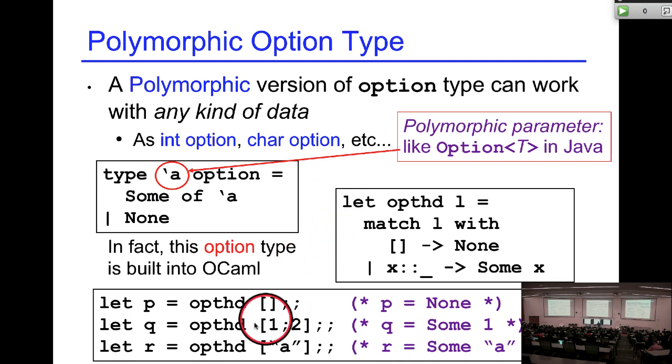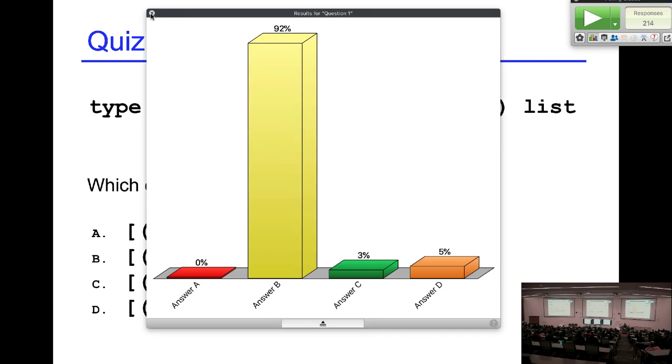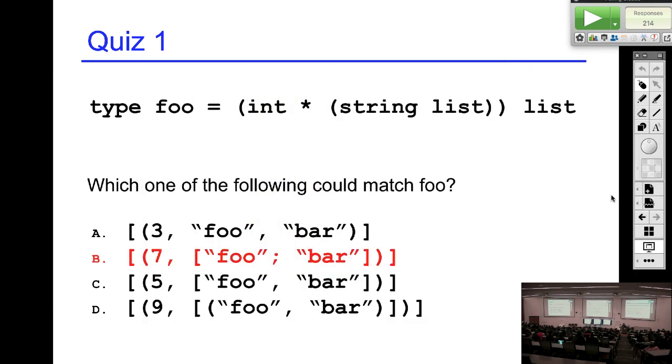Cool. These are all the examples using this option type. Okay, go. 5, 4, 3, 2, 1. Okay.